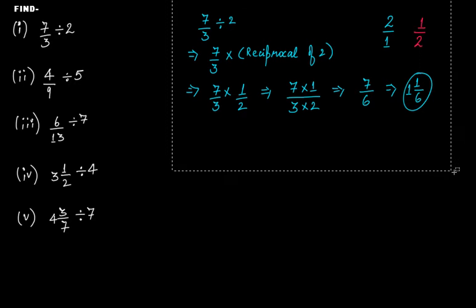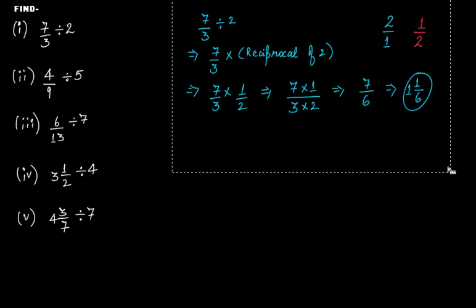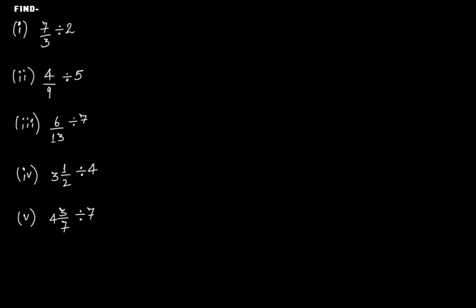Let's solve the second one. The second one is 4 over 9 divided by 5. This will be 4 over 9 multiplied by the reciprocal of 5. Now 5 can be written as 5 over 1. The reciprocal of 5 over 1 will be, what's the denominator? It is 1. Make it the numerator. What's the numerator? That is 5. Make it the denominator. So 1 over 5 will be the reciprocal of 5.